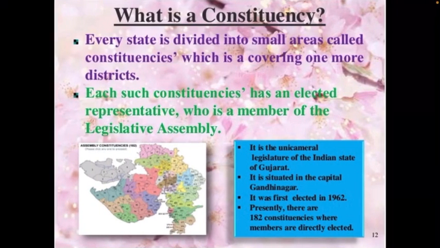What is a constituency? Every state is divided into small areas called constituencies, each covering one or more districts. Each such constituency has an elected representative who is a member of the Legislative Assembly or an MLA.